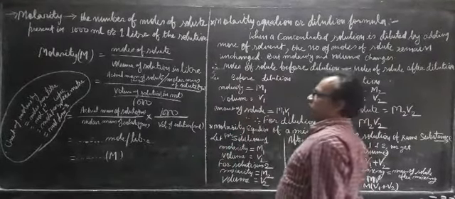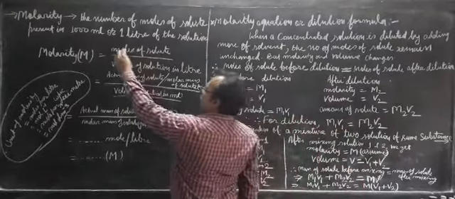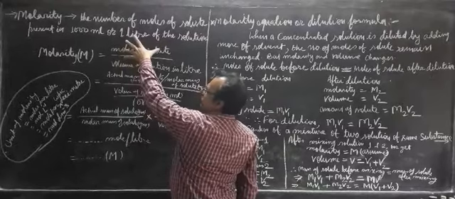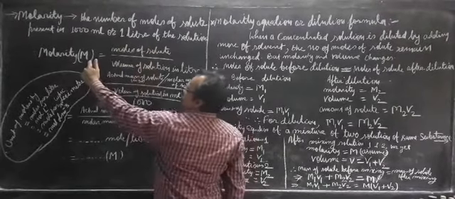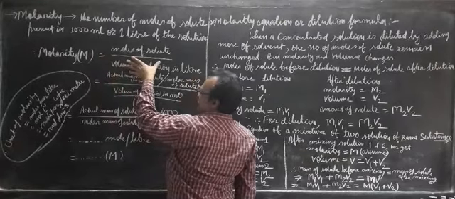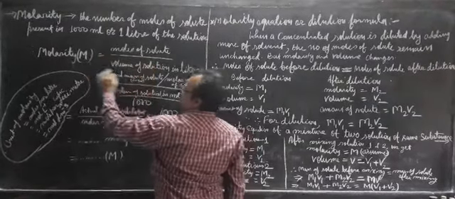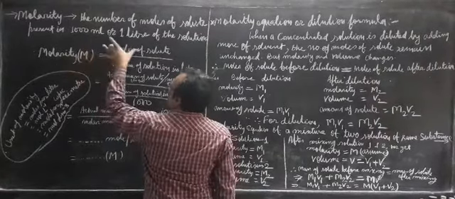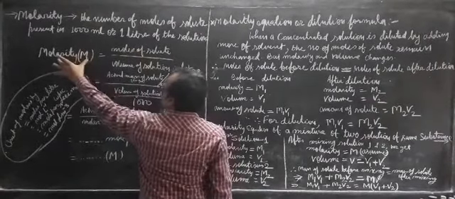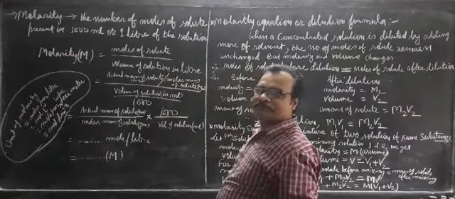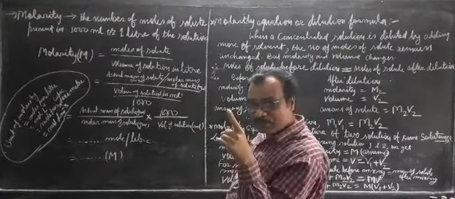Now, what would be the number of moles of the solute? What would be the formula for this one? The volume is at the division place. When you take this to this side, it will get multiplied to this. So moles of the solute equal molarity into volume of the solution. Understood? Now I will be using this formula here.